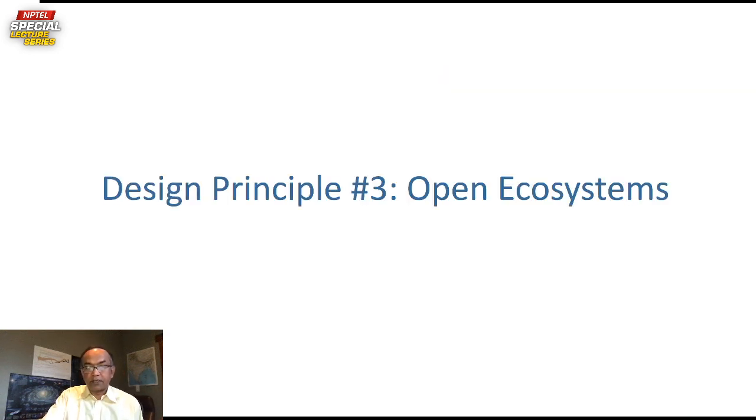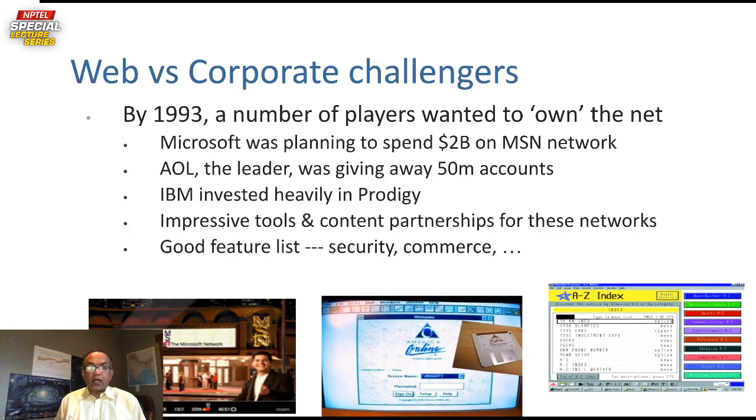The third design principle is what I call an open ecosystem. On the one hand, you had a number of offerings from universities, Archie, Gopher, and all of these things, who wanted to provide a mechanism for users to reach documents of different sorts on the internet. In parallel, there were a number of efforts by corporate players. They didn't really use the internet. They created their own networks.